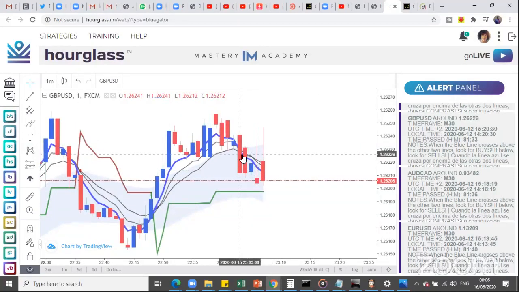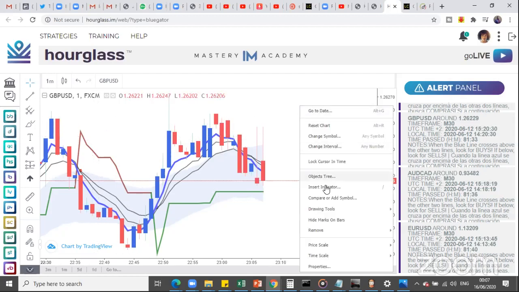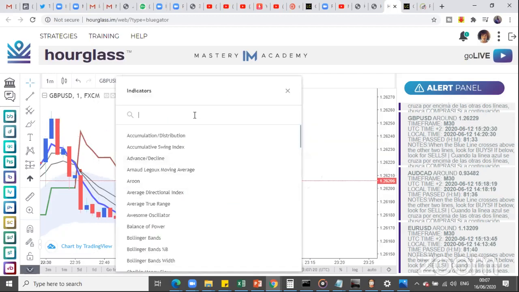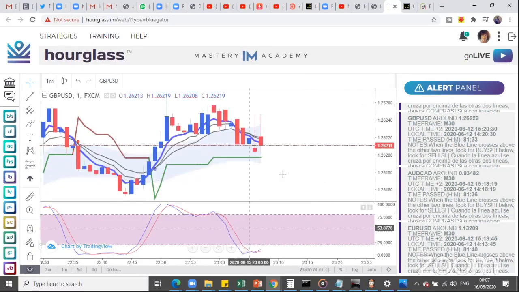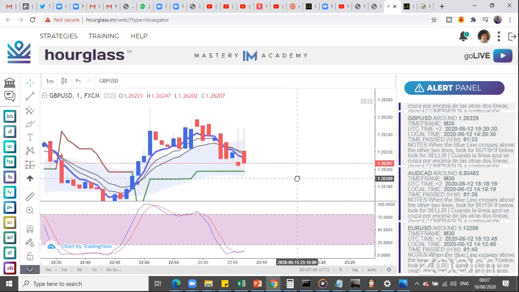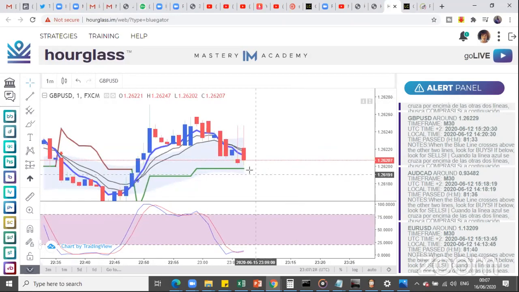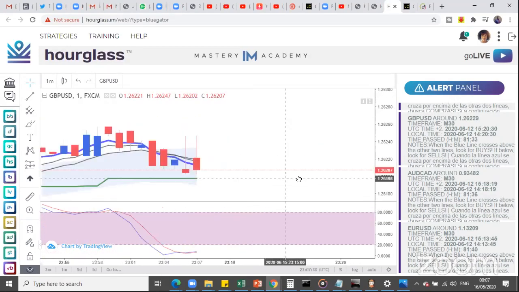You can see it has crossed down. So what do we wait for now? We wait for it to cross up. When it crosses up, let's see if the stochastics is also at oversold. So we're waiting. It's already at oversold.